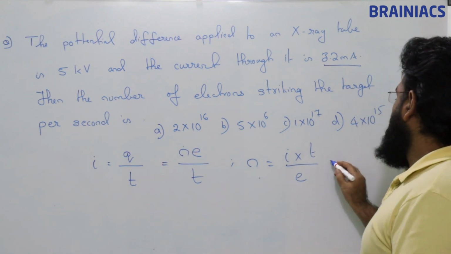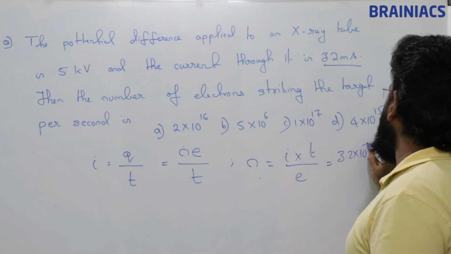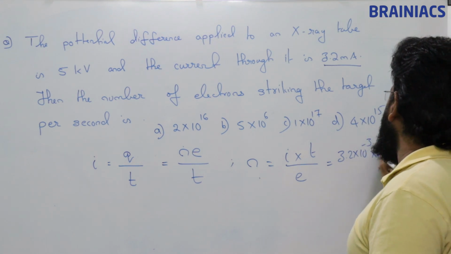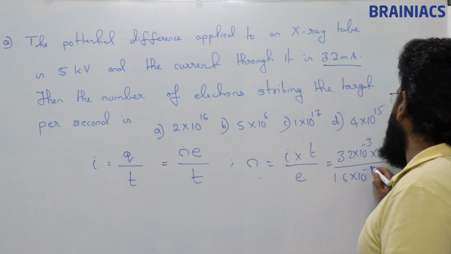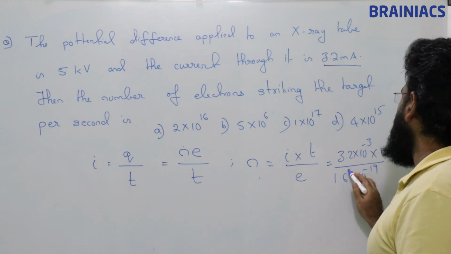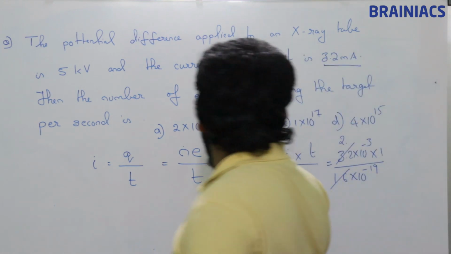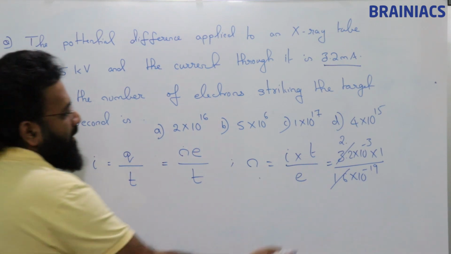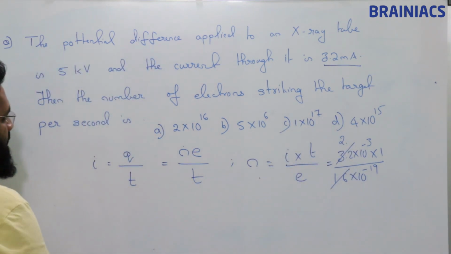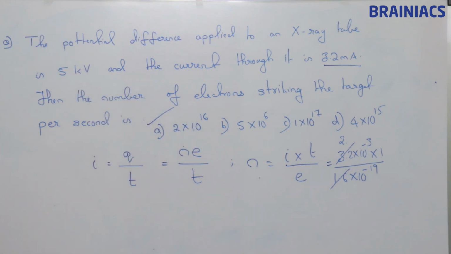So I is 3.2 into 10 raised to minus 3, into 1, divided by 1.6 into 10 raised to minus 19. So here this will become 2. So what is the answer? 10 raised to minus 19 will go up and cancel with the 10 raised to minus 3. So we will be getting option A as the correct answer.